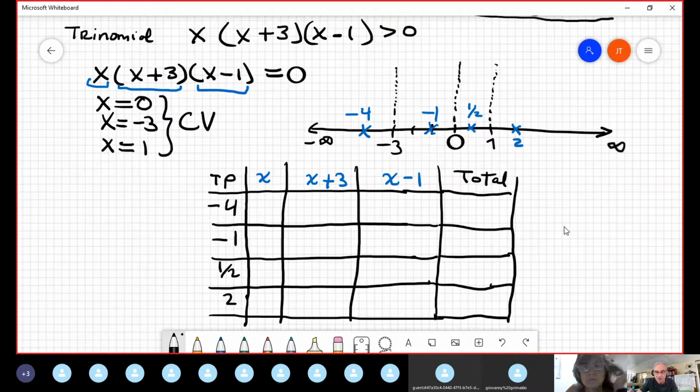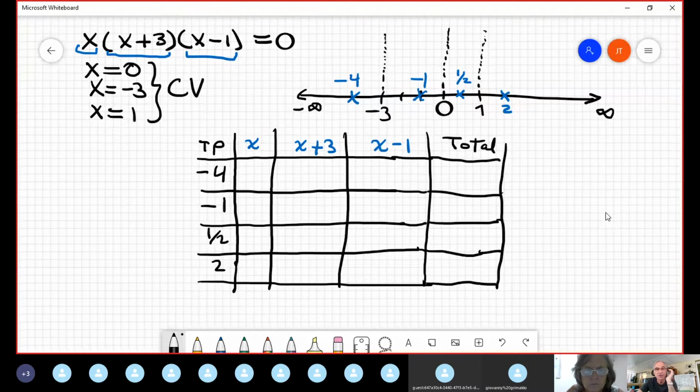Okay, this is the typical format for my table. Basically, it's how many rows, depending on the testing points you have. We have 4 testing points: 1, 2, 3, and 4. 4 rows. How many columns? Depending on the factors that we have in the polynomial: 1, 2, 3, and 1 extra column called total.